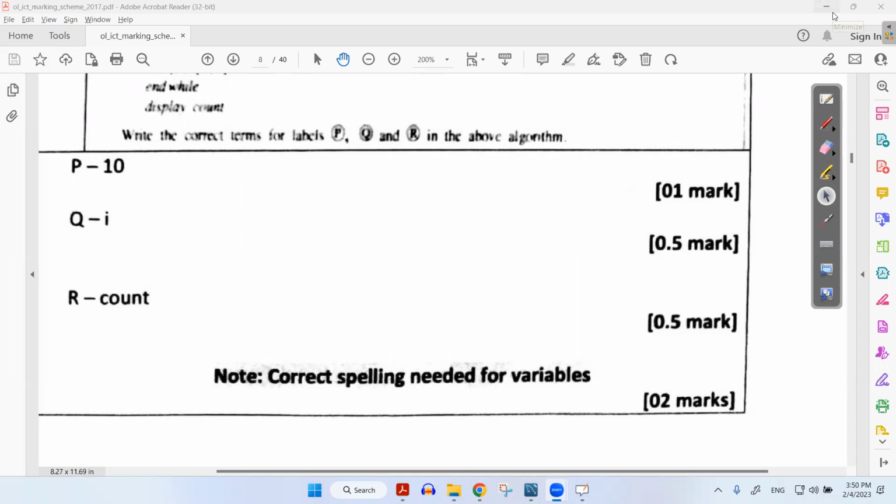Okay, anyone who has tried the second question? Who has tried the second question?